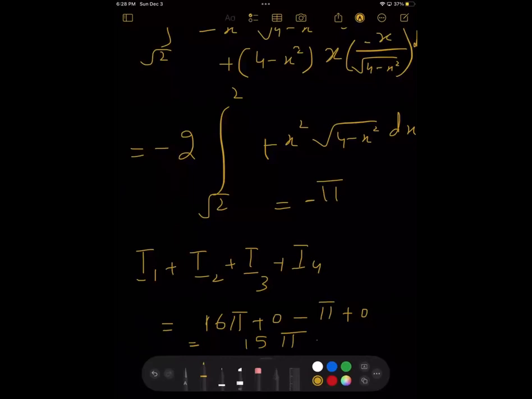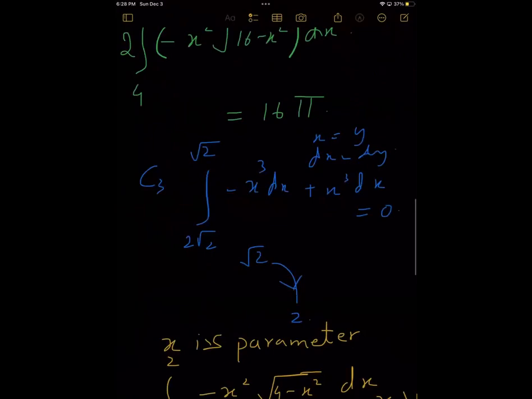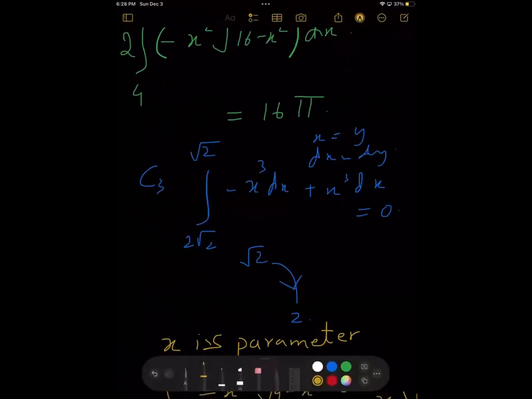So where did you get x cubed from? So x cubed comes because here in C3, we have x equal to y. So I replace y with x, and dx will be dy and dy will be dx.